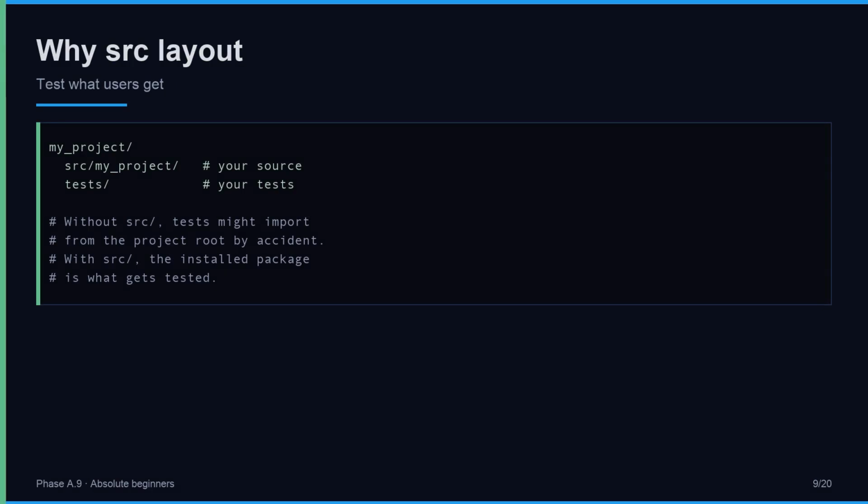Why split source into a SRC folder at all? Because it forces tests to import the package the same way users will, by its installed name. Without SRC, tests can accidentally import from the project root and pass, even when the package is broken for real users. With SRC, the package must be installed before tests can find it. UV installs it automatically when you run uv run pytest. This catches packaging mistakes early.